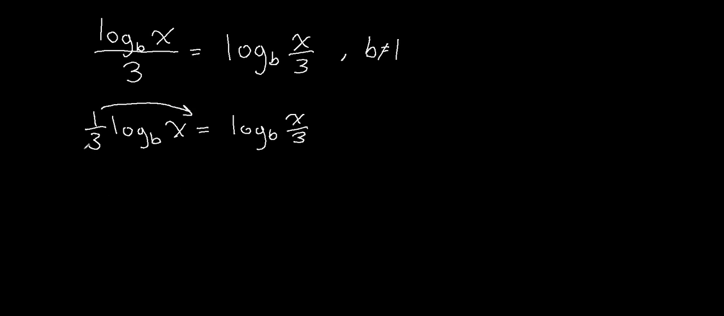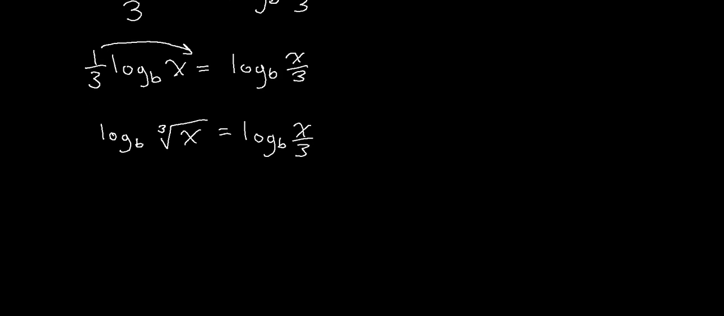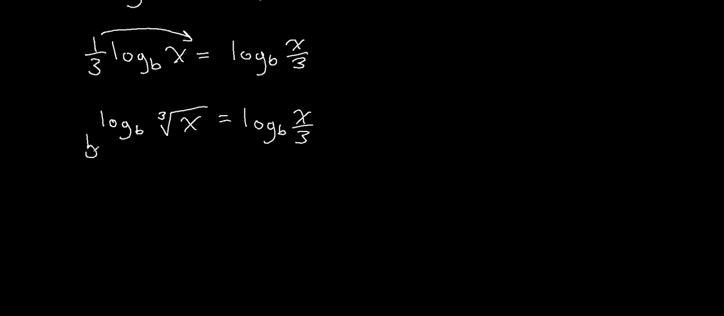So in this example, 1/3 of log base b of x could be rewritten as log base b of x to the power of 1/3, which is also the same as the cube root of x. So we can rewrite this as log base b of cube root of x. So if we take b to the power of both sides, we get b to the power of log base b cube root x equals b to the power of log base b x over 3, which will give you cube root of x equals x over 3.